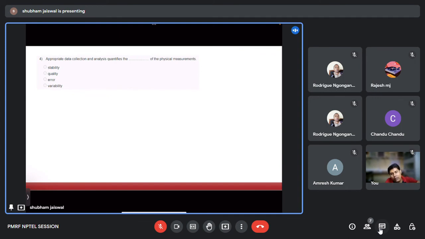If you are performing some experiments and you are taking that data properly and analyzing it very wisely, what does it imply? Appropriate data collection and analysis quantifies the what? Quality. Okay, we have one option as quality. Any other option?